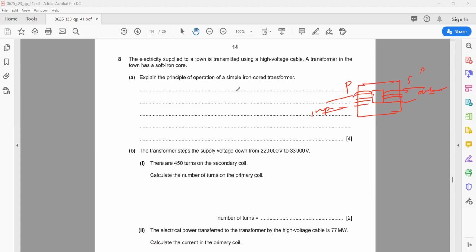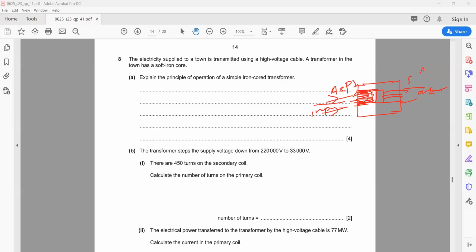They ask how a transformer works. All the time they ask this question. I will share the answer as a mark scheme, but try to understand. When the current enters the primary coil, it produces a magnetic field in the primary coil, and that magnetic field is alternating. Why? Because a transformer works only on AC voltage.